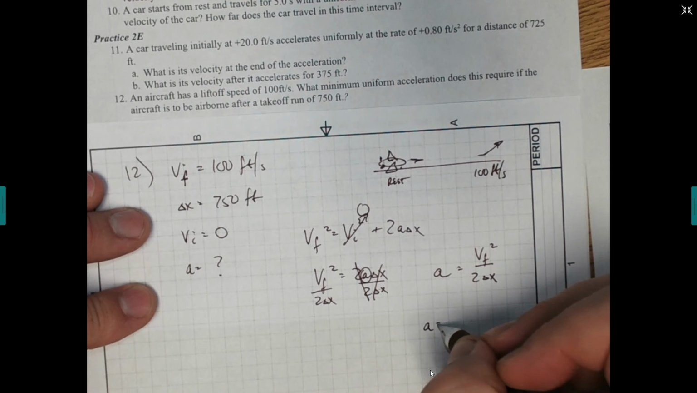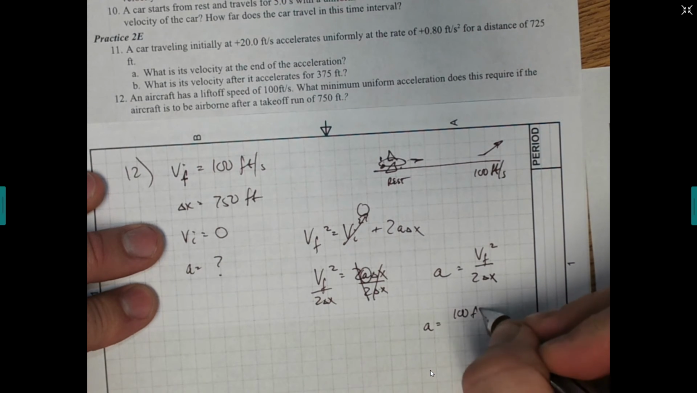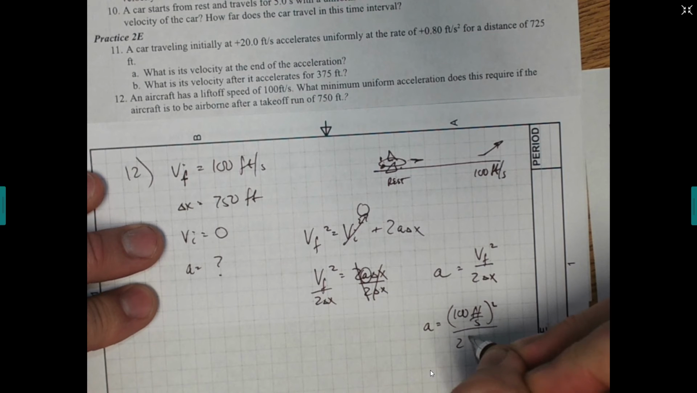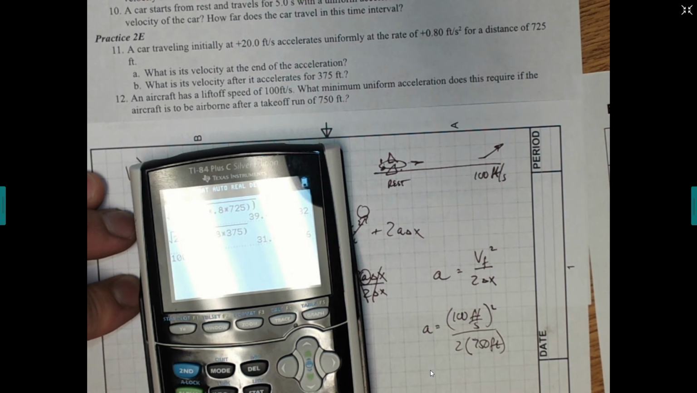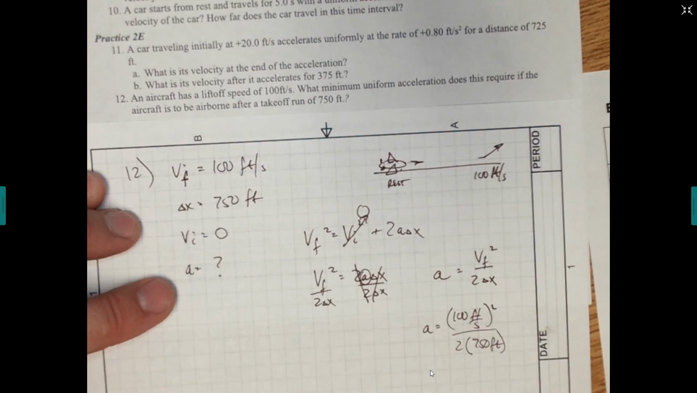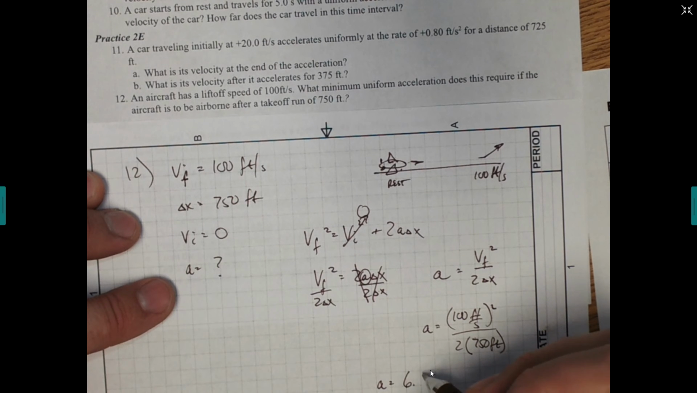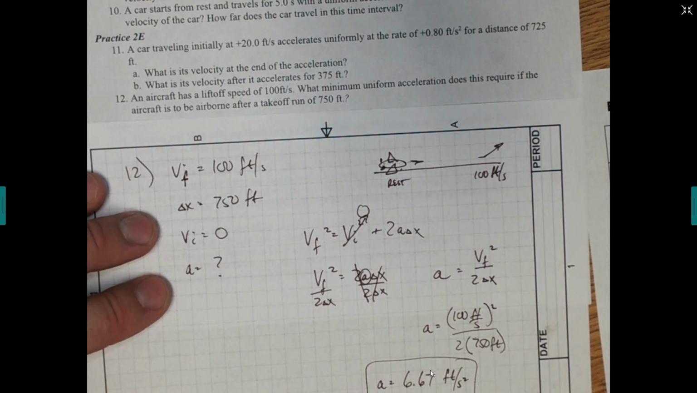So let's plug our numbers in. So acceleration is velocity final, which was 100 feet per second, squared over 2 times the 750 feet. And so we've got 100 squared, should be 10,000, divided by 1,500, but we'll do the math, 2 times 750. And we get 6.666 forever. Okay, so acceleration is equal to 6.67 feet per second squared. Right, because we have feet squared, second squared, and there's a foot down here, so that cancels out one of those feet, so we just have feet over second squared. And bing, bang, boom, we are done.